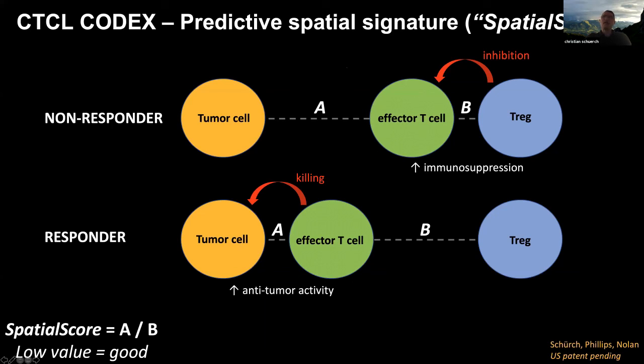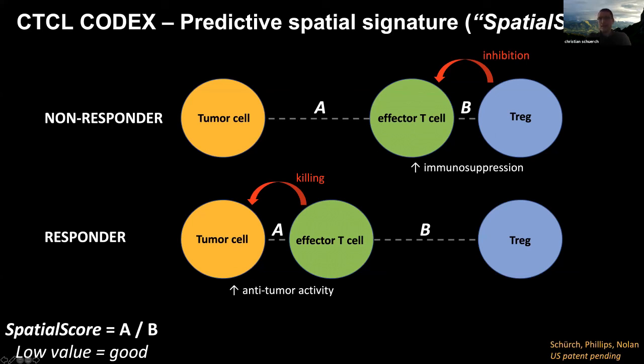So we calculated the distances between all those cells, and we made the spatial score, which is dividing distance A by distance B. And if this score is low, this means that the tumor cell, the effector cell, is close by the tumor cell, far away from the Treg, and this is a good sign.